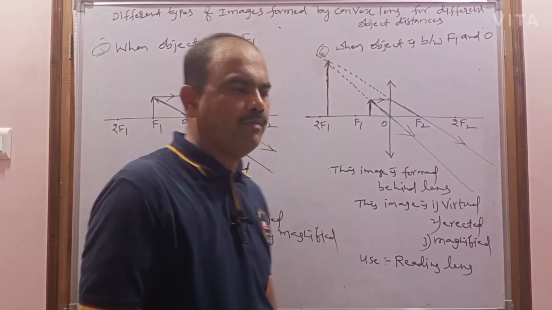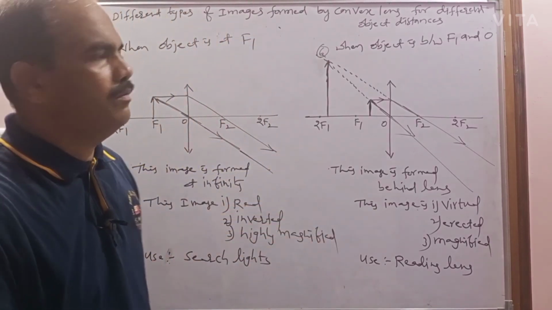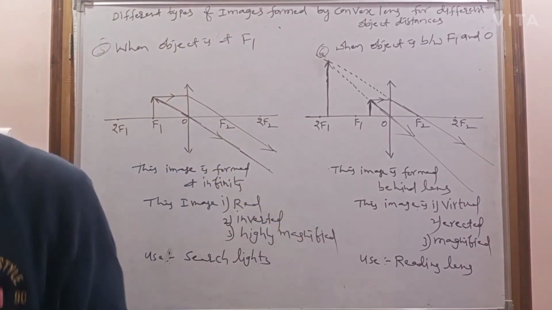So these are the different types of images formed by the convex lens for different object distances.